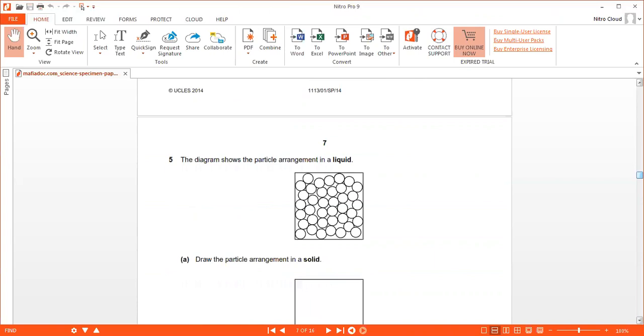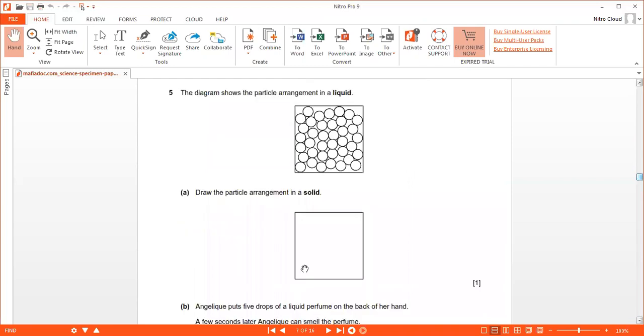Number 5. The diagram shows the particle arrangement in a liquid. Draw the particle arrangement in a solid. Okay, the solid, the particles are tightly packed. So you have to draw the particles tightly packed with no air spaces between them.